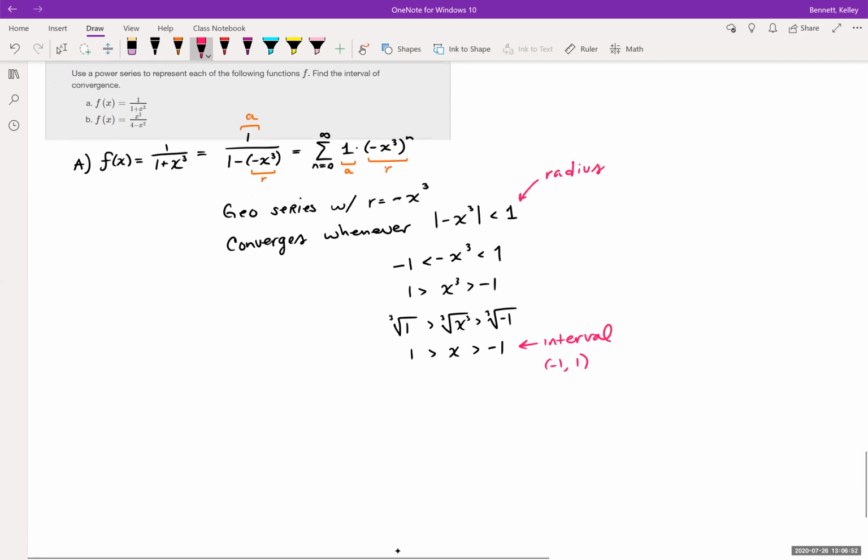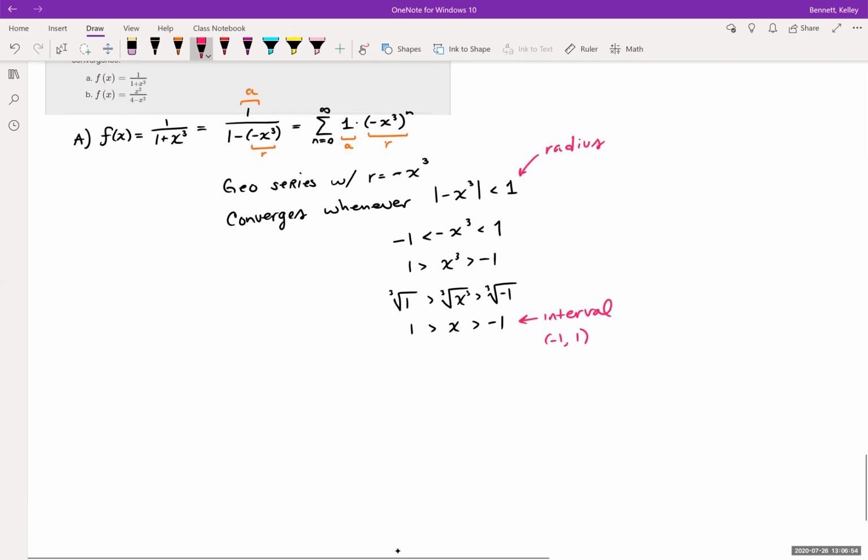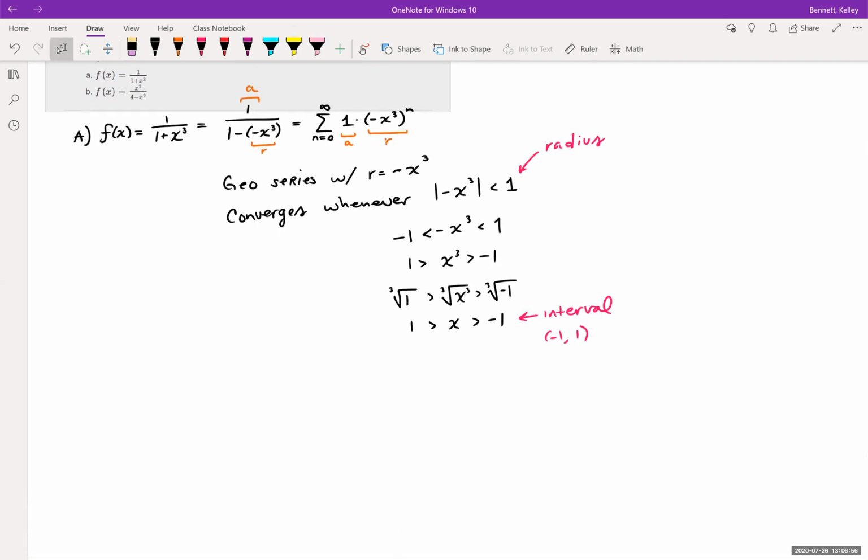Okay, so let's try B. It's a little bit trickier. And then I'm going to add an extra example to show you when it's not centered at 0. So if I have f of x equaling x squared over 4 minus x squared, I need to get this to look like a over 1 minus r, right? That's the idea. How do I get it to look like this?